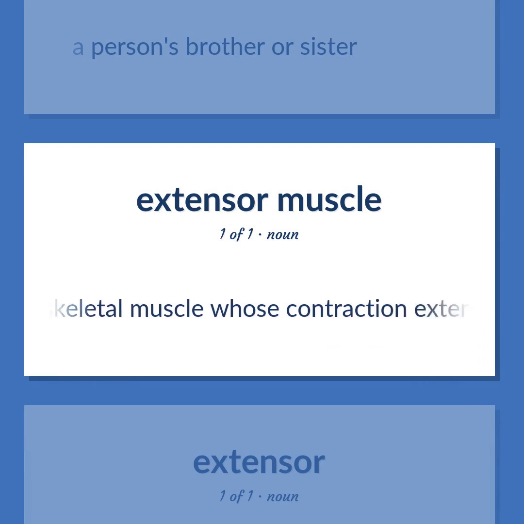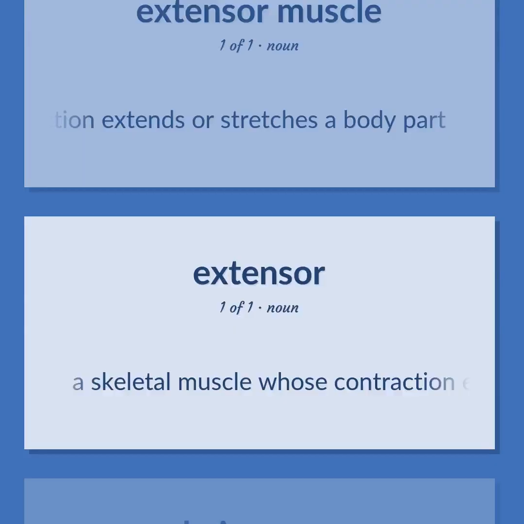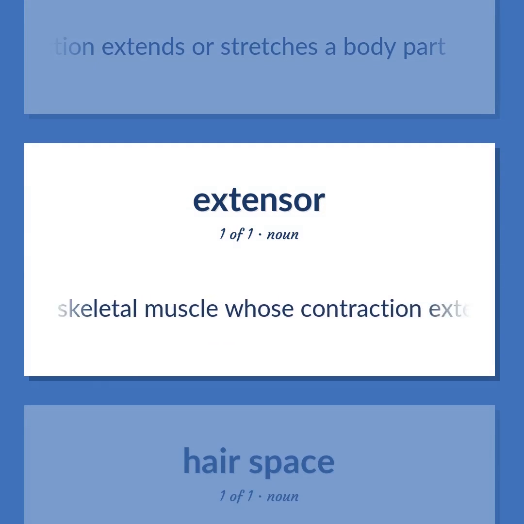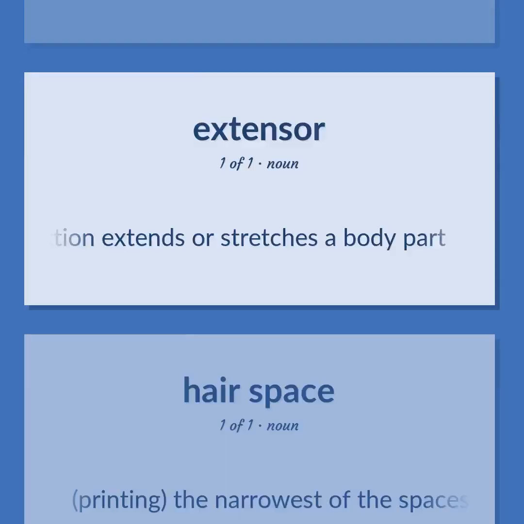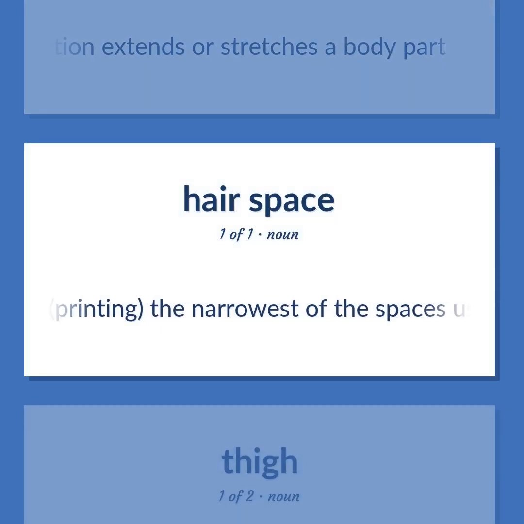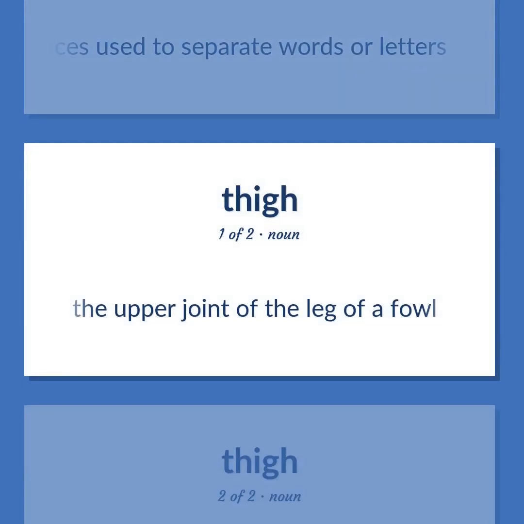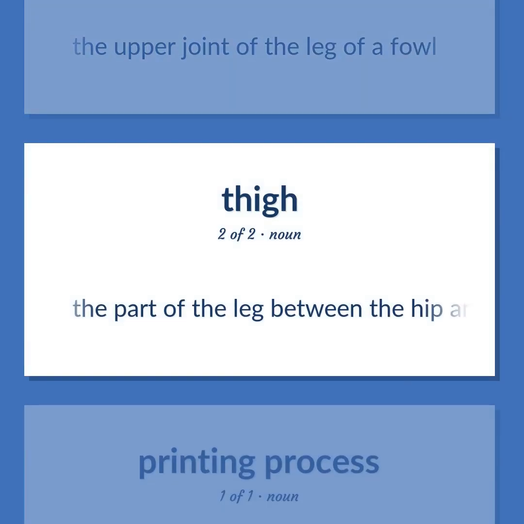A skeletal muscle whose contraction extends or stretches a body part. Printing. The narrowest of the spaces used to separate words or letters. The upper joint of the leg of a fowl. The part of the leg between the hip and the knee.